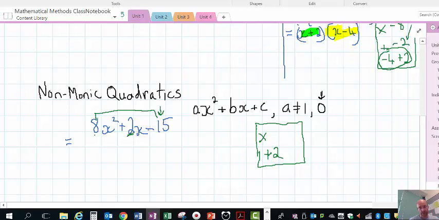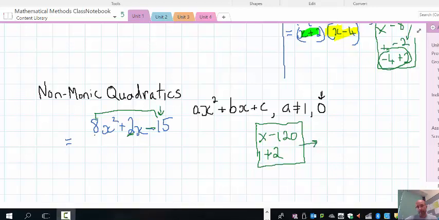Now be careful, the value of c is negative 15, because you can go plus negative. So c is negative 15 and a is 8. So what we need to do is, 8 times 15 is 120, so it's negative 120. And we need to look at two numbers that add together to be 2 and multiply together to be negative 120.